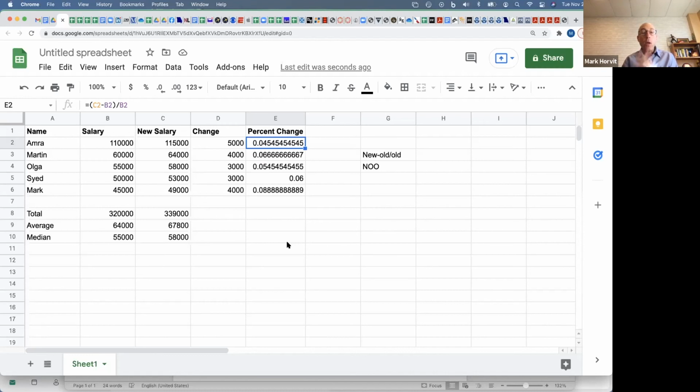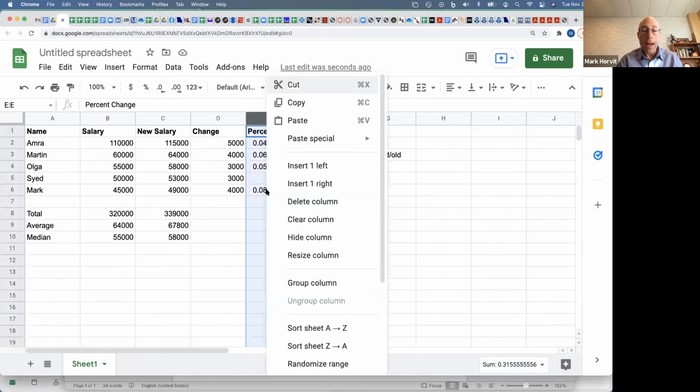Now, if I want that to look like a percent, and I do, it's easy enough. There are faster ways to do this, guys. There are shortcuts, but because there's different kinds of software, I'm going to show you a way that works. If I wanted to change this entire column so it's always percents, I can click on the E itself at the very top, column E, so the whole thing's highlighted. I'm going to right click.